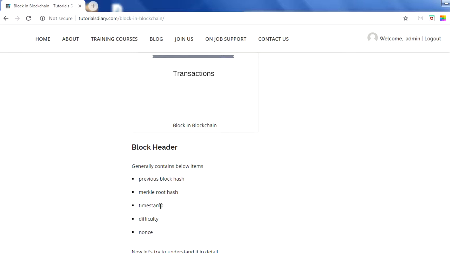And third is the timestamp. This is the current timestamp from the date when the blockchain was started. So this is the current timestamp which you can just mention in the block. You will see it in each and every block.